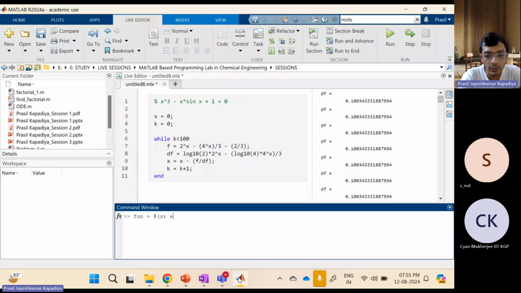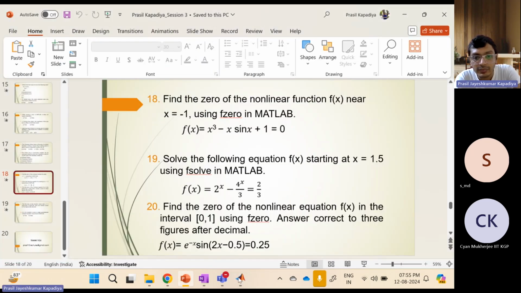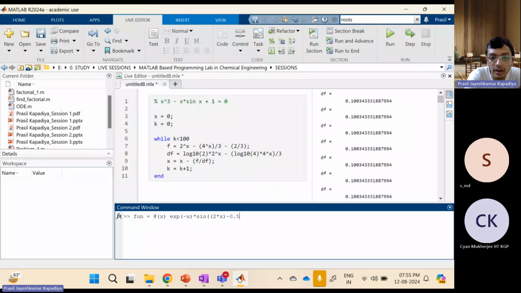e raised to minus x. So exponent of minus x. You need to be really careful. Exponent of minus x into sine of 2 into x minus 0.5. This whole term is subtracted by minus 0.25. This is my function, or this is my equation.